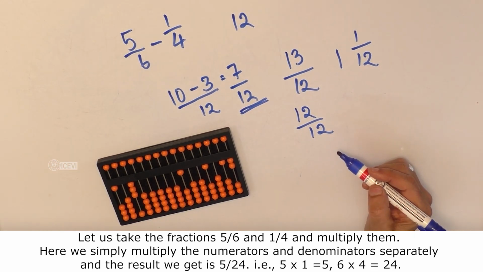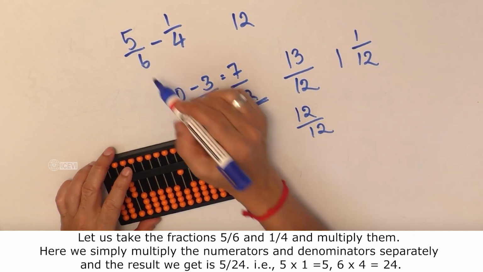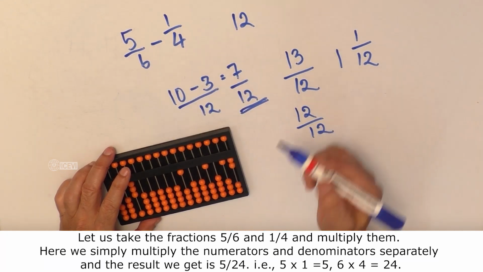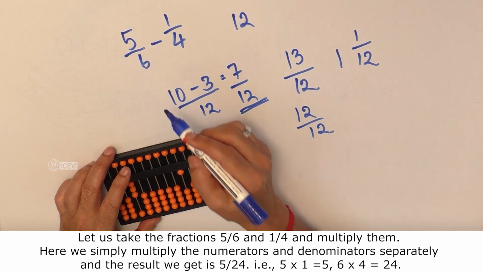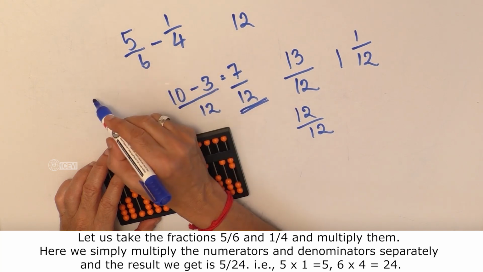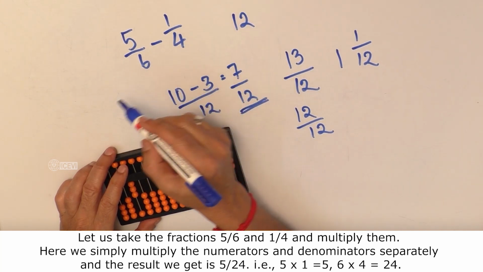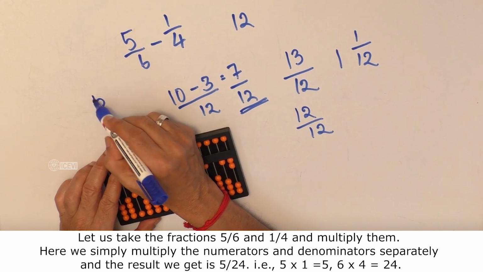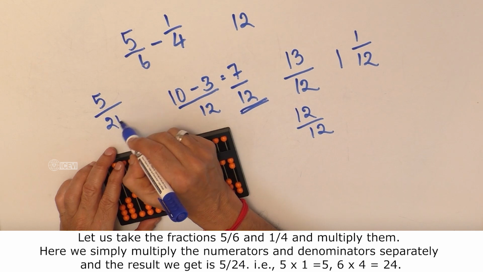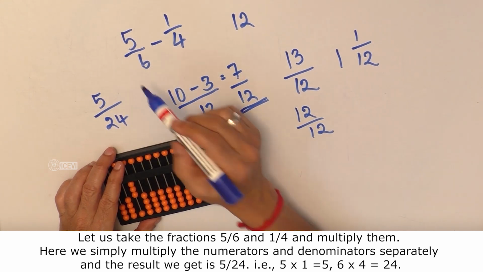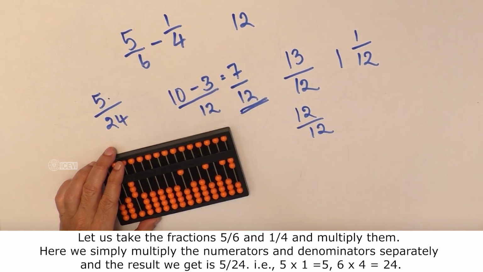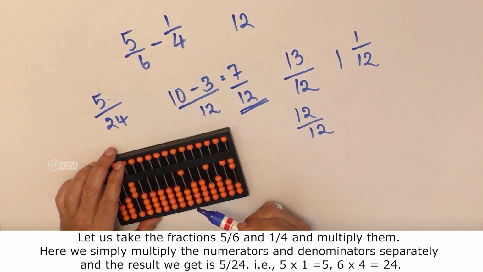Let us take the fractions 5 by 6 and 1 by 4 and multiply them. Here we simply multiply the numerators and denominators separately, and the result we get is 5 by 24. That is, 5 multiplied by 1 is 5, 6 multiplied by 4 is 24.